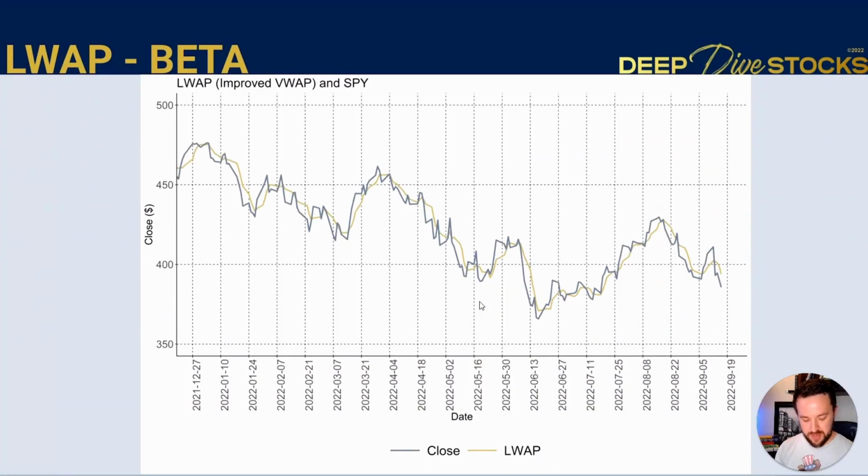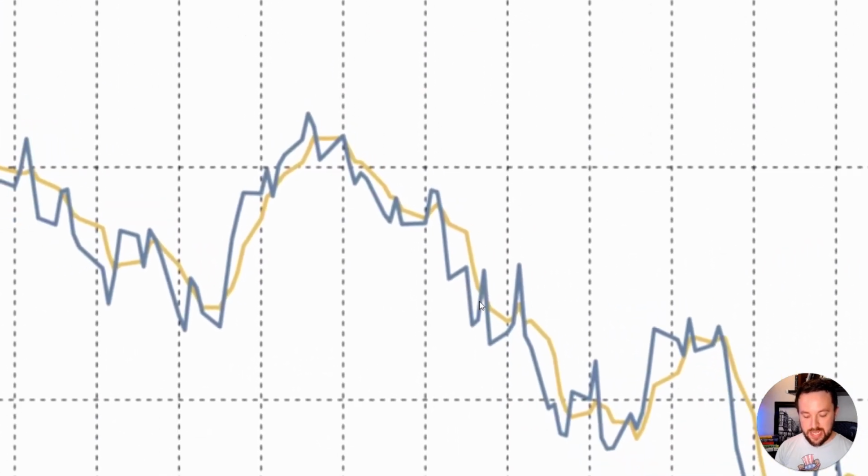So let's have a peek at it. Here's LWAP for SPY. And this is on the daily. And again, just like VWAP, LWAP can be adjusted to any time frame. You can use the 30-second candles, you can use monthly candles, it doesn't matter.